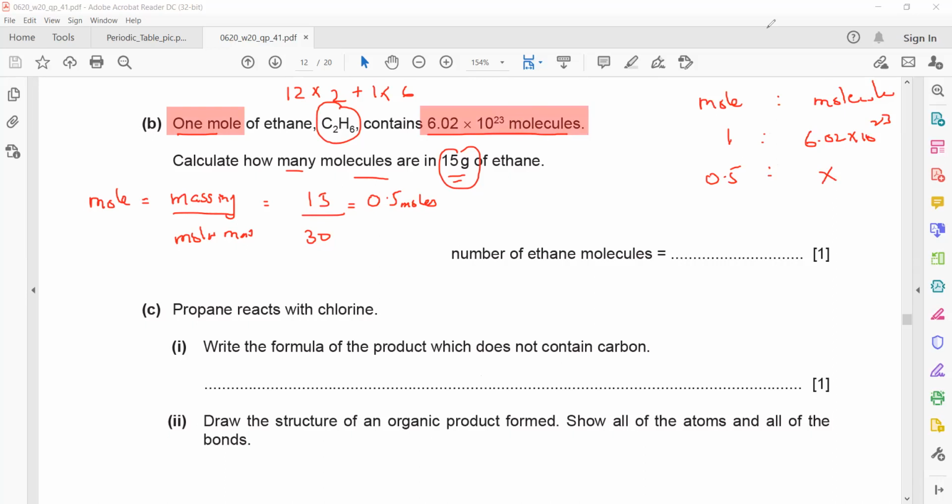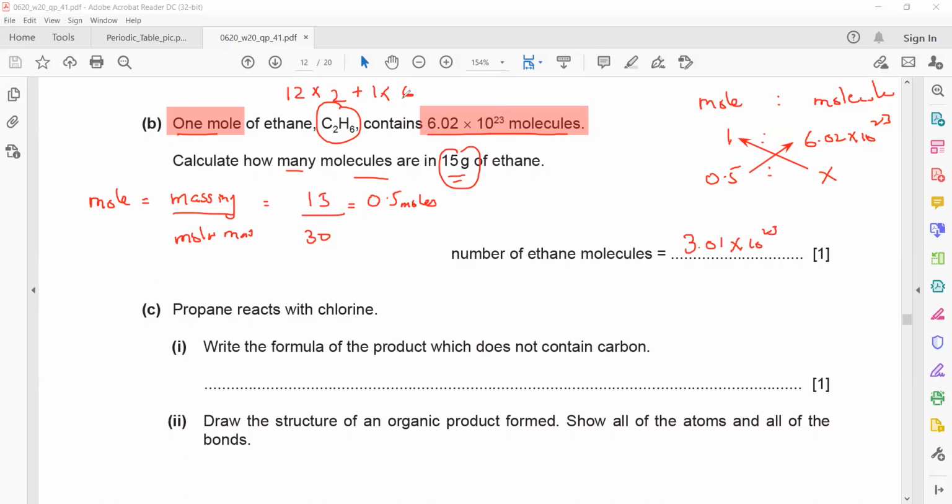So what we do, we cross multiply. When we cross multiply this 6.02 into 10 to the power 23 multiplied by 0.5, what will we get? We'll get 3.01 into 10 to the power 23 molecules. So these are the molecules present in half a mole.